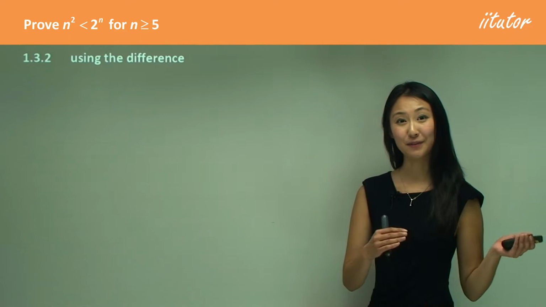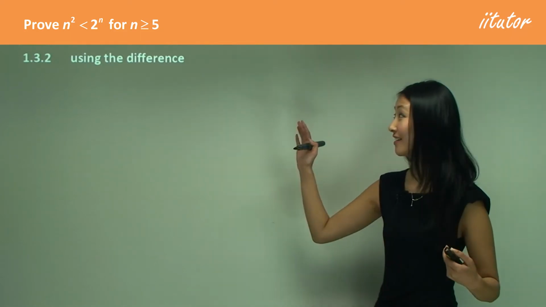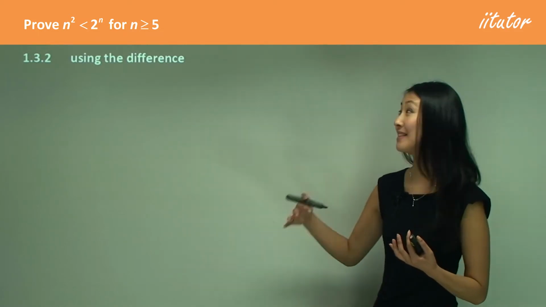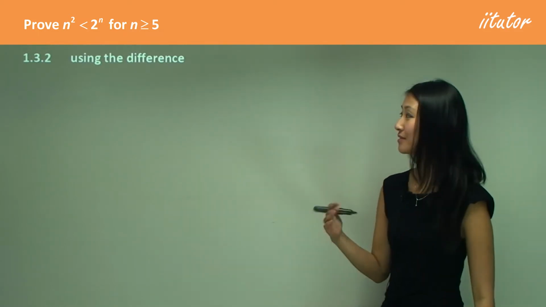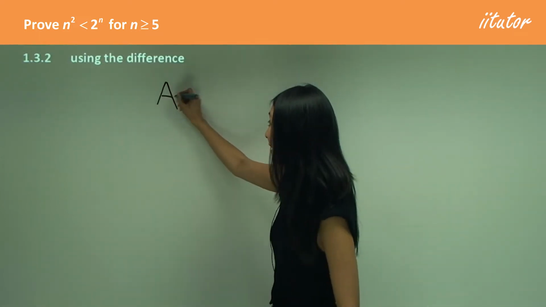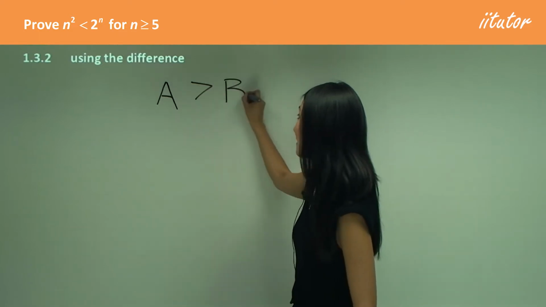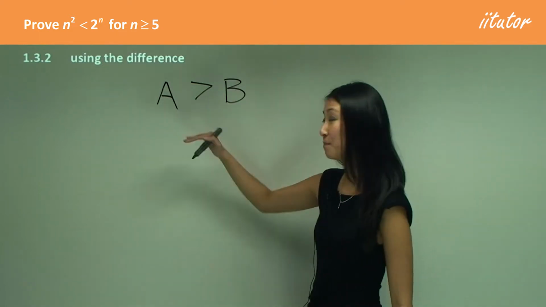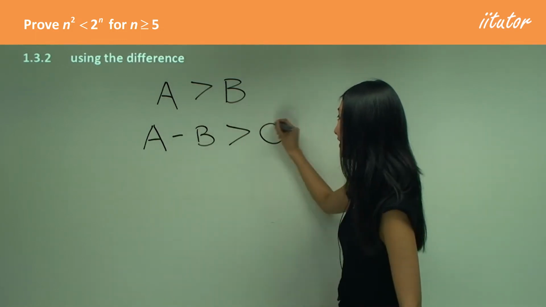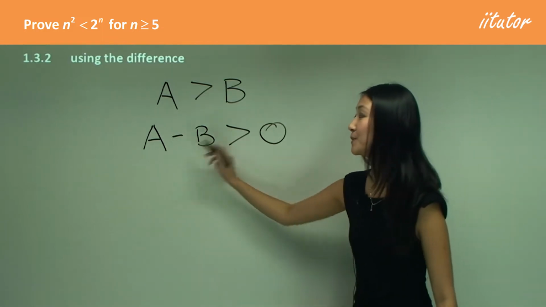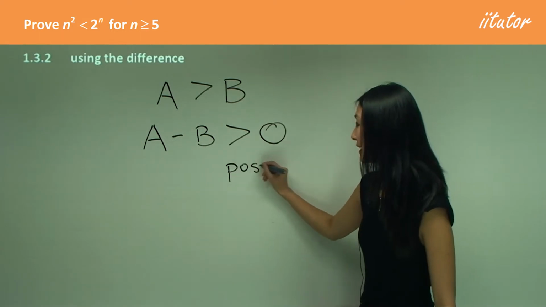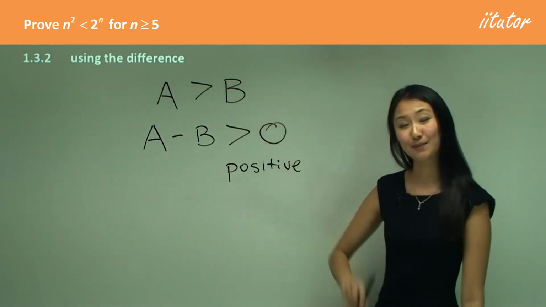Okay, so we just went through basic induction using inequalities. This is a new method that I want to teach you. It's called using the difference within inequalities. How we use this is, let's consider if we want to prove that the left-hand side A is greater than the right-hand side B. If we move B to the other side, A minus B is greater than 0, which means that as long as we can find that this difference is positive, then we can say that yes, A must be greater than B.